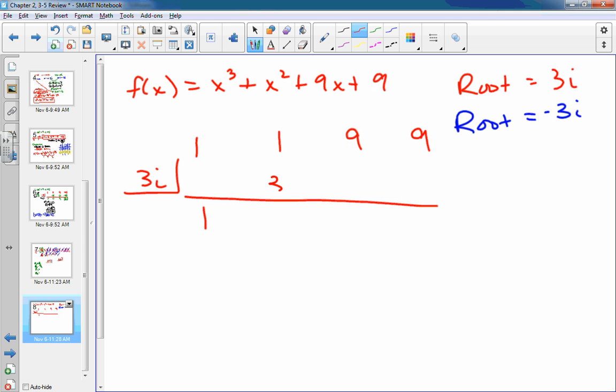So this gives me 3i. So that's 1 plus 3i. So this is going to give me a 3i, and that's going to give me 3i times 3i, which is 9i squared, which is actually negative 9, to give me 0. Do we see that?